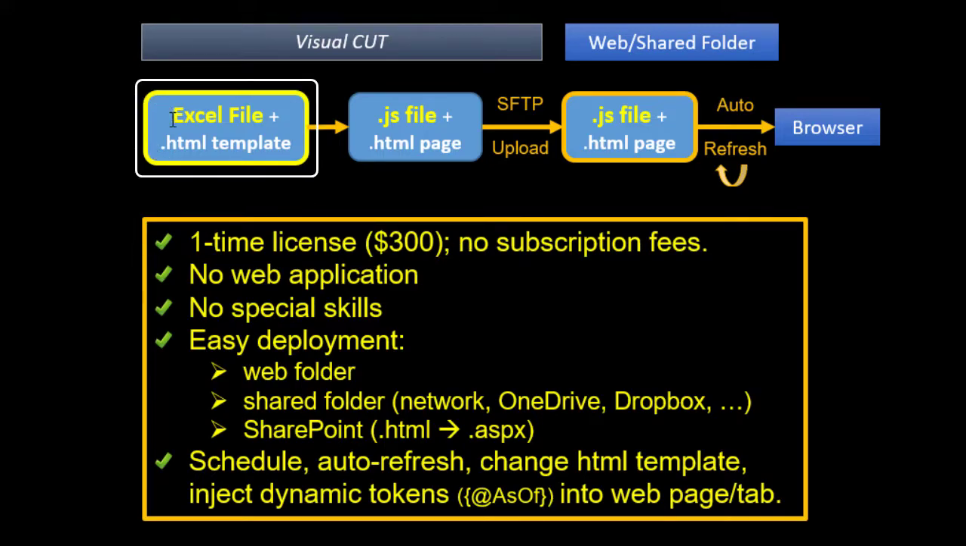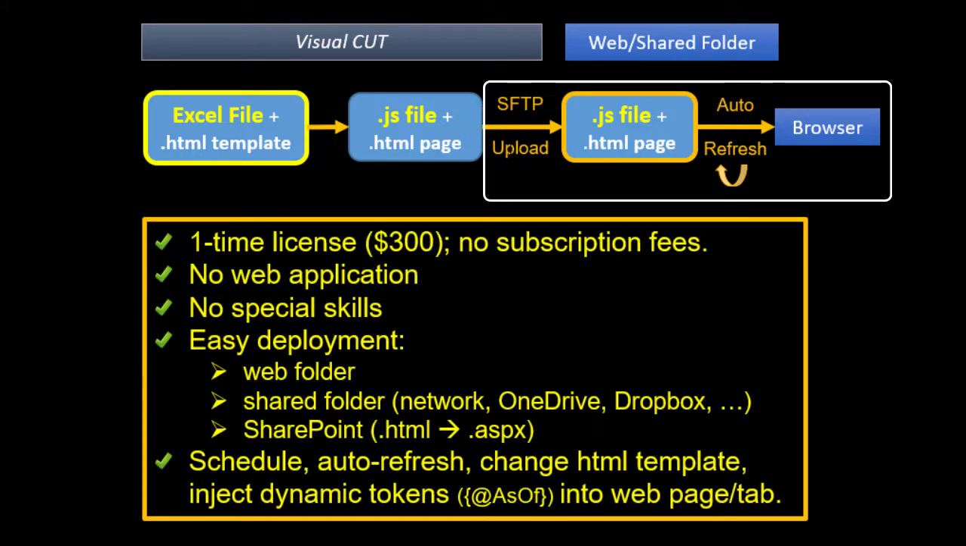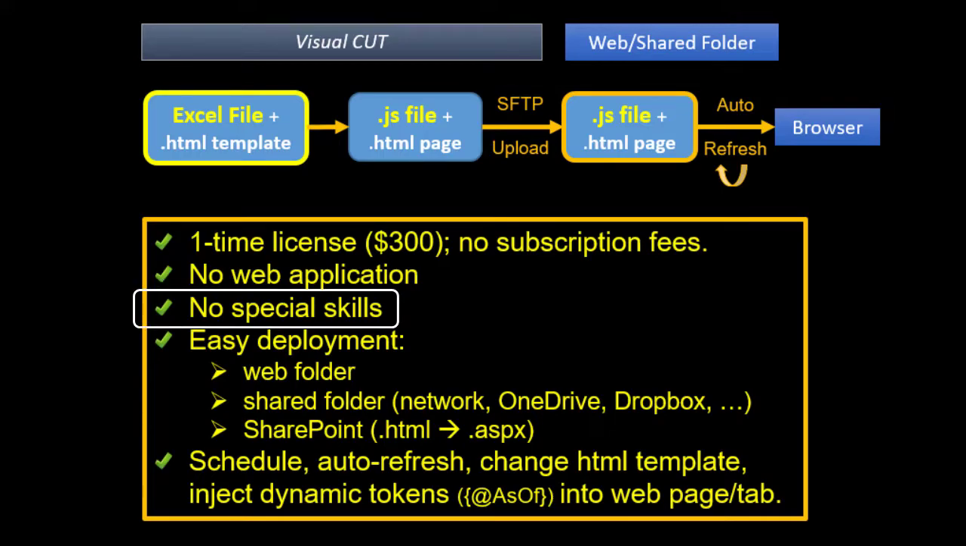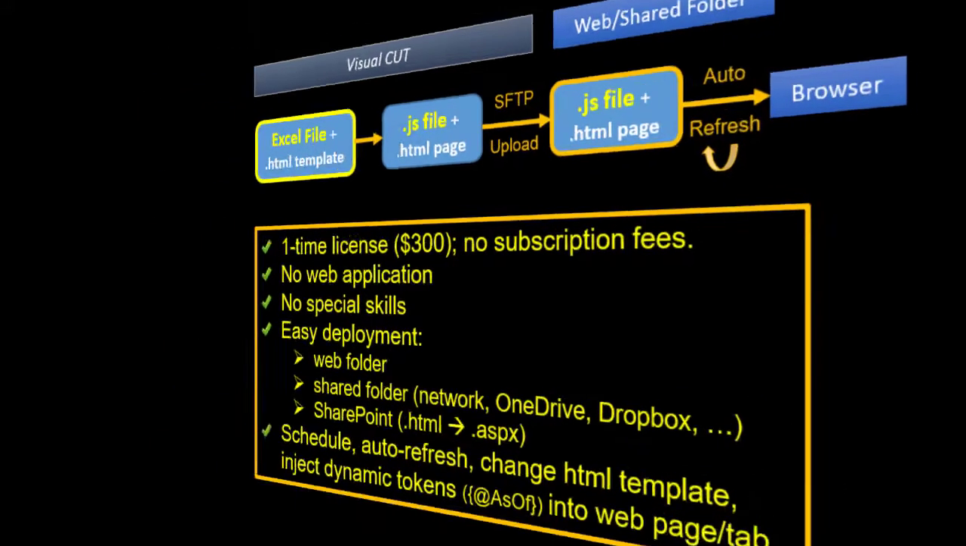The process takes your Excel file plus an HTML template, and then it generates a final HTML page that hosts the JavaScript widget and a JS file that holds the data. And then Visual Cut can SFTP upload the results to a web folder, or you can simply export it to a shared folder. There are no special skills involved. It's very easy deployment, and you can schedule the process.